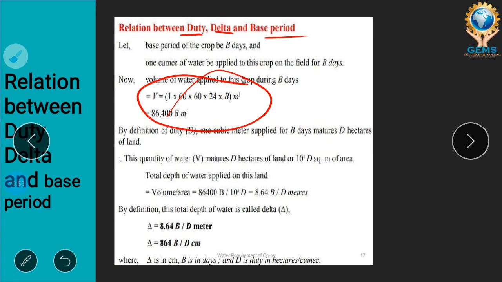But as we all know, the definition of delta, so delta is equal to 8.64 B upon D meter. So the further delta will be 8.64 B अपॉन D. सो हमने इसको फार्मूला को इस्तेमाल करके वैल्यूज़ को निकाल लेना है. सो डेल्टा इज इन सेंटीमीटर, B इज इन डेज एंड D इज ड्यूटी इन हेक्टर पर क्यूमेक.